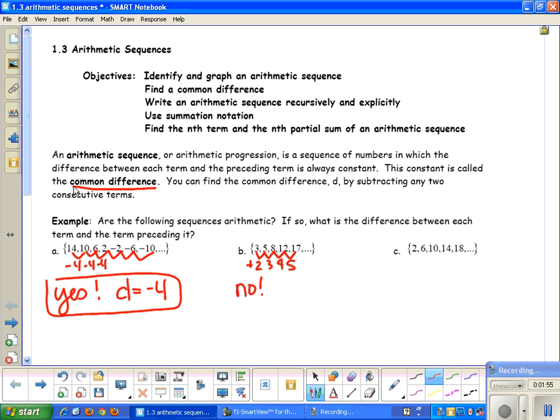And then going to the next one, same thing. Is this an arithmetic sequence? How do we go from 2 to 6? I have to add 4. And if I keep adding 4 each time, I get the next term. So that means yes, this is an arithmetic sequence, and the common difference is +4.